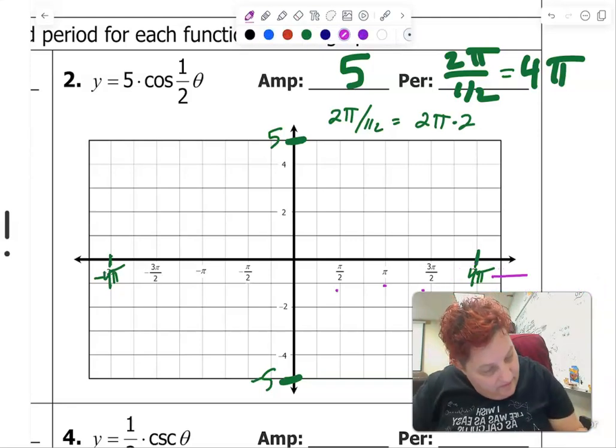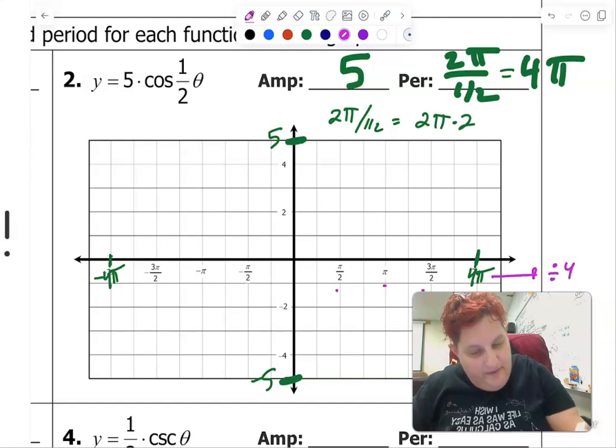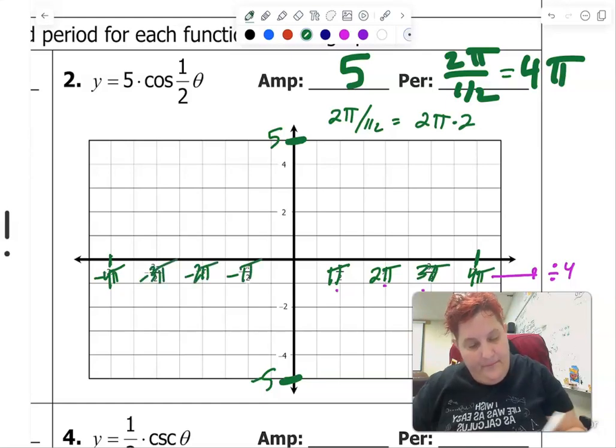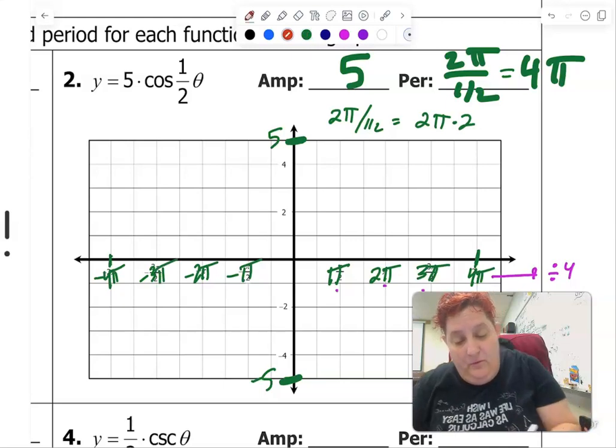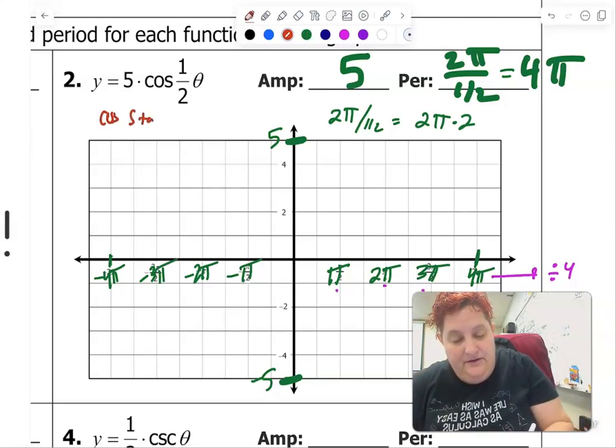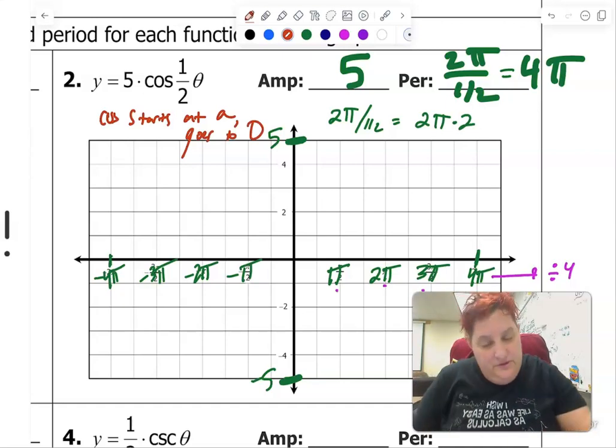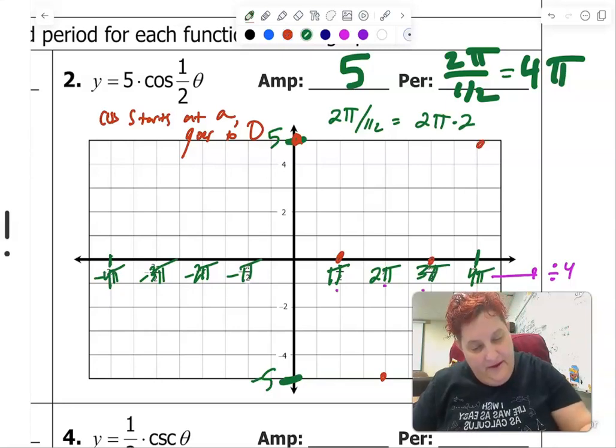I'll just make a little note over here: we divide it by 4, and that's what we use over here. So it's 1 pi, 2 pi, 3 pi, 4 pi, and the same thing on the other side. So I took care of my amplitude and period. And then what we're going to remember is cosine starts at A, goes to 0. So it starts at 5, goes to 0, negative 5, 0, 5. Okay?